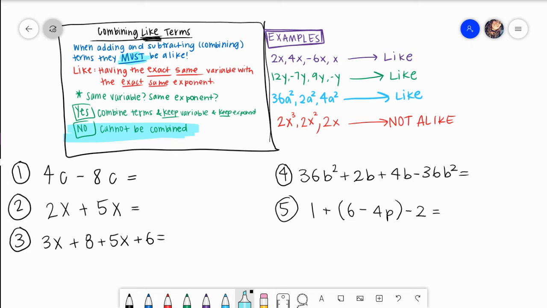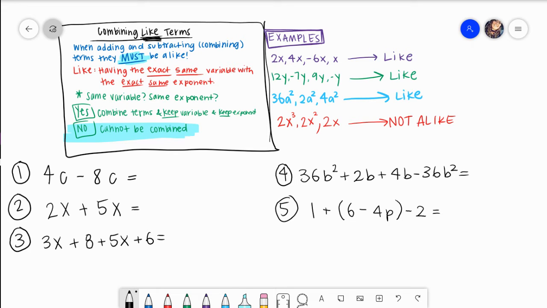So let's do an example. Let's start with problem 1. If I have 4c minus an 8c, or 4c negative 8c, 4c subtract 8c, those are all saying the exact same thing, okay? So what I do is I look and I'm like, okay, same variable, yeah. Same exponent, yeah. Okay, I answered yes to both questions. That means I combined the terms. What I mean by that, what we did in 9.4, 9.5, I'm going to look at the numbers and I'm going to look at the signs.